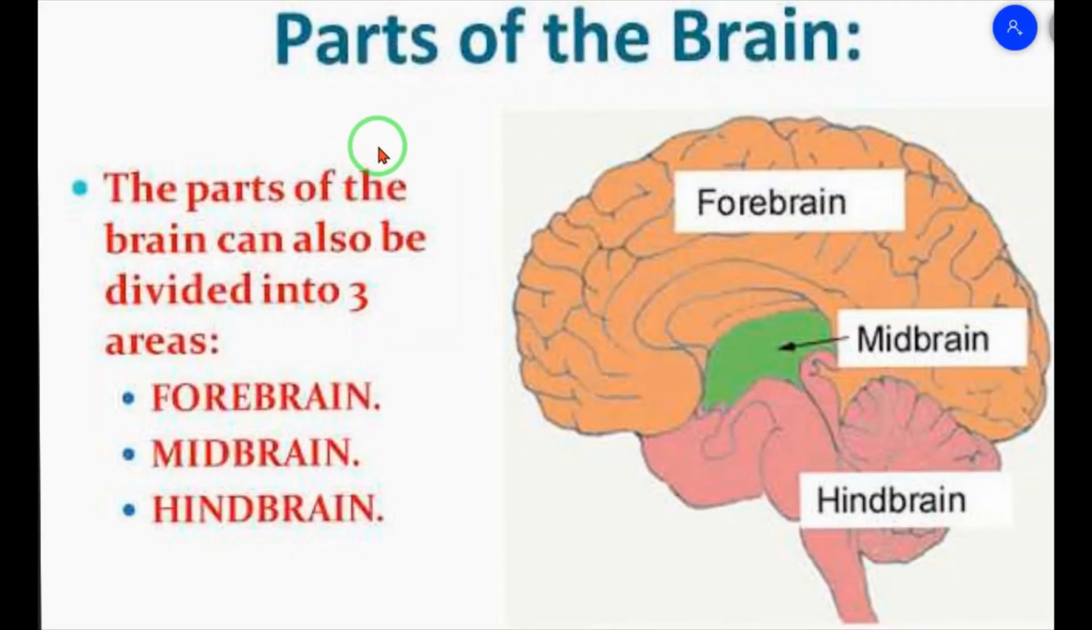Parts of the brain. The human brain is formed of three main parts: forebrain, midbrain and hindbrain. This orange colored region is known as the forebrain. This green colored region is the midbrain, and the last part, pink in color, is the hindbrain. Let's see them one by one.